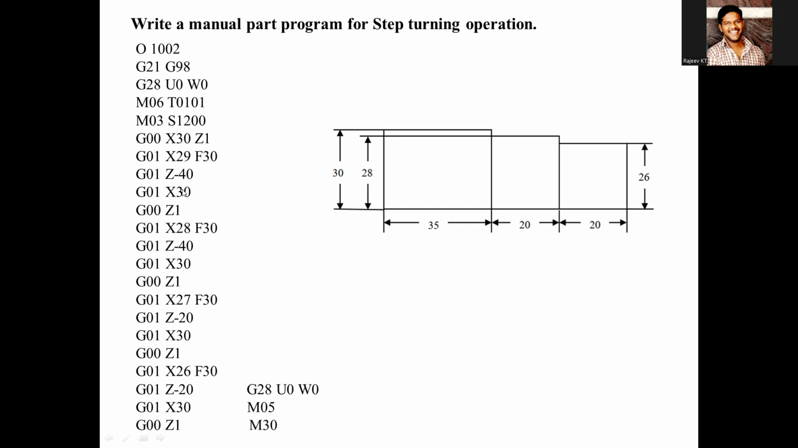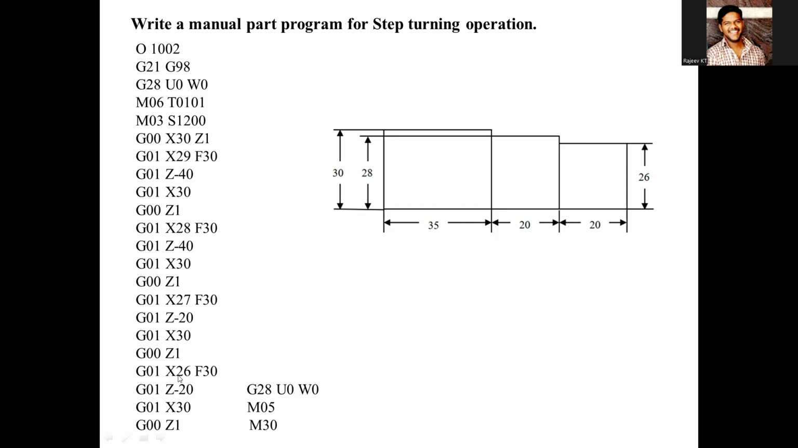Okay. Next, after X28, see X28 we have finished. Next is X27, means we have finished this one. Okay, we have to remove this part of the material. So for removing this part of the material, only Z minus 20 we have to move. So X27, Z minus 20, then it will go to reference point X30, Z.